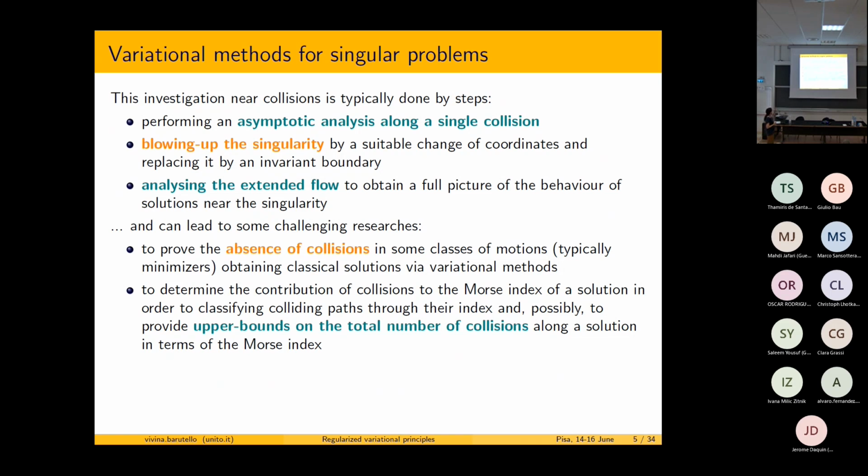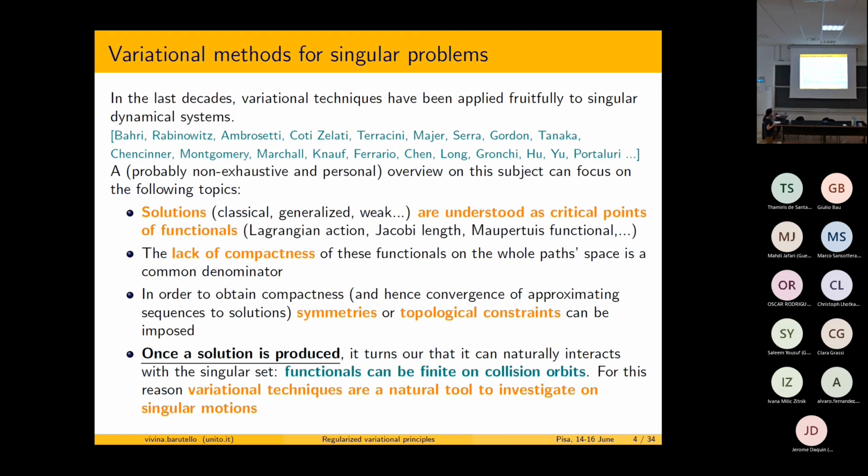Okay, so these are the two main ingredients of what we are going to do. But I just repeat one thing, that typically in a variational method, you take your functional, that is an action functional or something. You look for critical points, gaining compactness, maybe putting some symmetry. You find a critical point, and then you try to understand if these critical points have collisions. This is the natural steps.